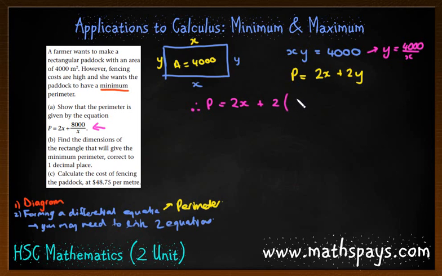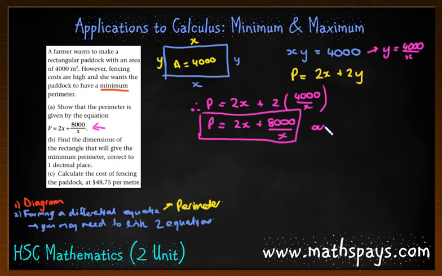So two lots of 4,000 over x. And now I'm going to simplify by multiplying that out. 2 times 4,000 is 8,000. And then I'm going to look back and say, hey, I have solved that equation. Or not solved it, but I've created or formed that equation as required.